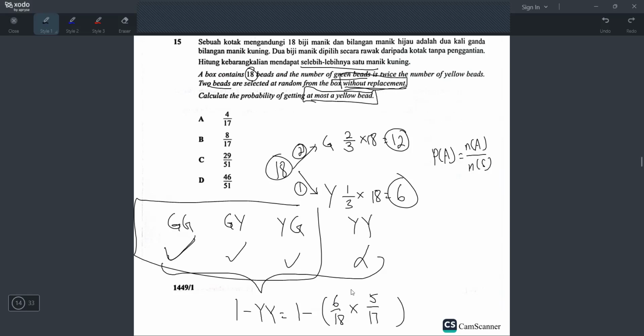So this will be your final answer. So if I press this, I will get the answer. 6 over 18 times 5 over 17 and then 1 minus answer. So my calculator gives me 46 over 51. Alright, so this is the answer.